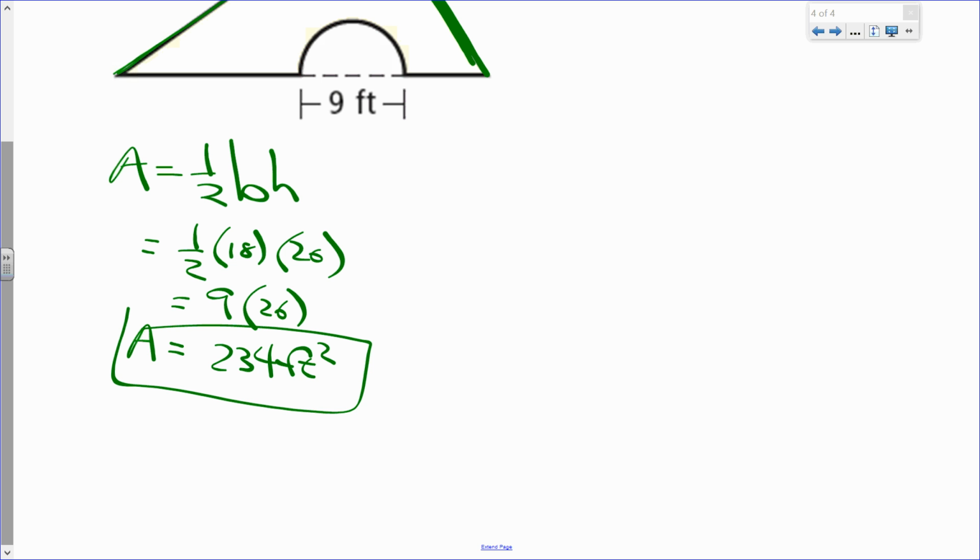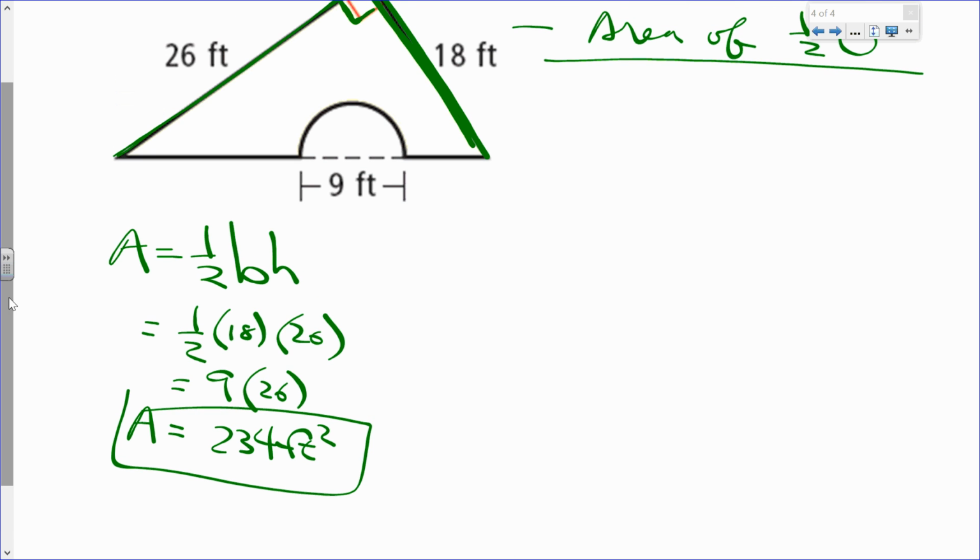We're not done though. We've got to now find this empty cavity. Look at this empty half circle. We have to find out how many square feet that empty half circle is and subtract it from the 234. Okay, that's our second mission: the area of the half circle.